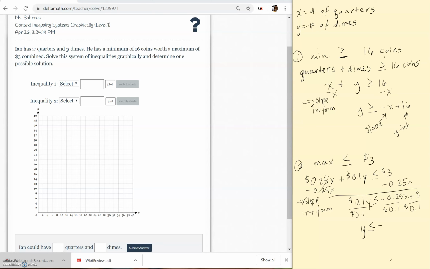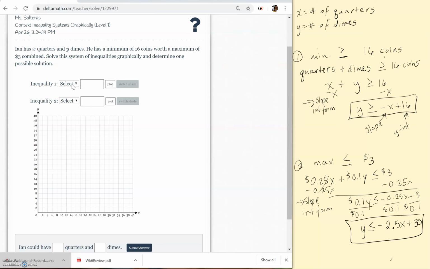Take your calculator, or you can also use your cell phone. All right. 0.25 divided by 0.1. This is going to give you 2.5. All right. Don't forget about the x. The x still comes along for the ride. And then you have 3 divided by 0.1. And that is just moving the decimal over. So this is really just 30. All right. So you have 2 inequalities. And those are the 2 inequalities that we are going to input here.